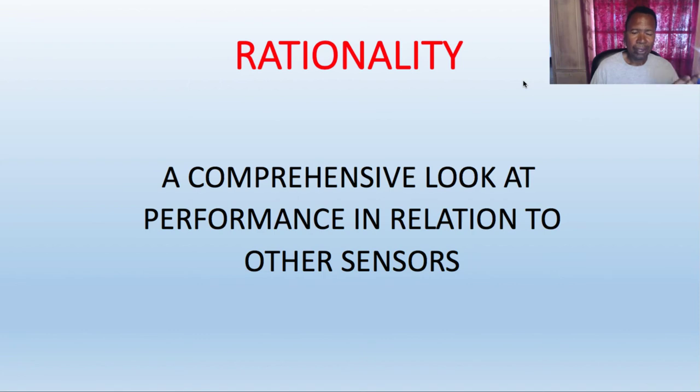Rationality is a comprehensive look at a sensor's performance in relationship to other sensors. Here's another one. You're driving down the freeway. The TPS says the car is at idle with a low voltage reading. The mass airflow, RPM, and speed are saying that the car is going 55 miles an hour on the freeway. But the TPS says it's sitting still. That's not rational. It turns on the light. You will see it twice. Remember, it's probably a two trip failure also.